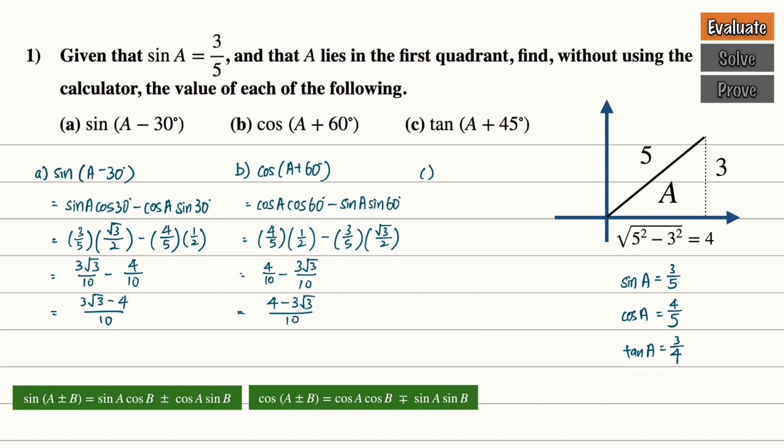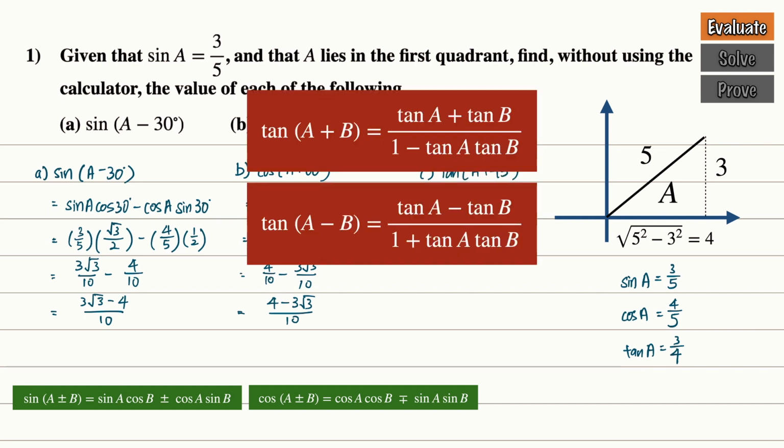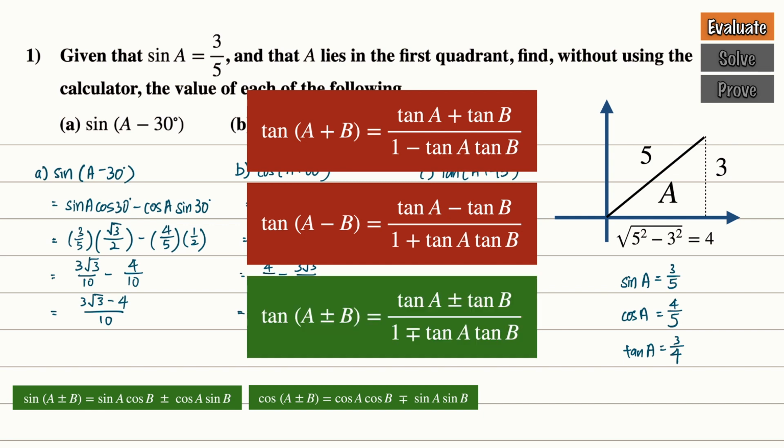Now moving on to part C, this involves the addition formula for tangent. Again, we are going to combine the two tangent addition formulas into one, which gives us tangent A plus minus tangent B. You realize that the sign over here follows the sign over here. Alright, but the sign in the denominator is the opposite. So over 1 minus plus tangent A multiplied by tangent B.